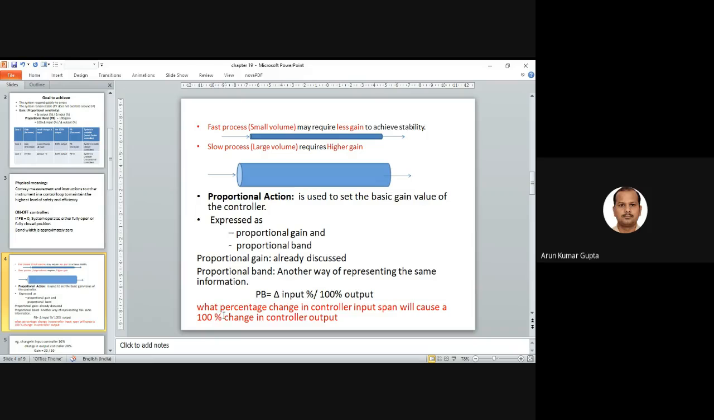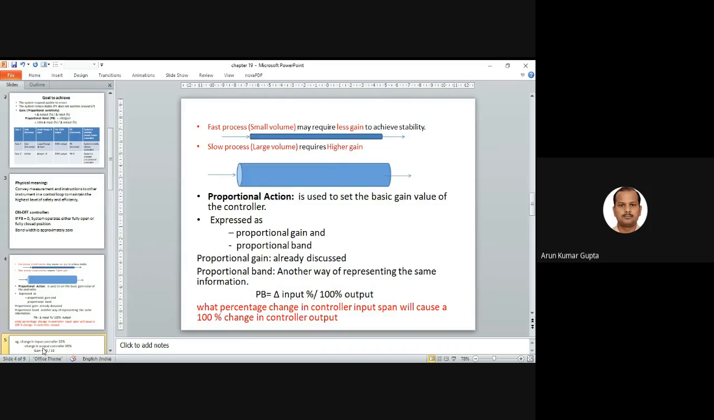So what is the meaning of this? What percentage change in the controller input span will cause a 100% change in controller output? So how much change in input will be applied to achieve 100% output, that is known as the proportional band. We are keeping this 100% output constant. So how much change in the input, that is termed as band.